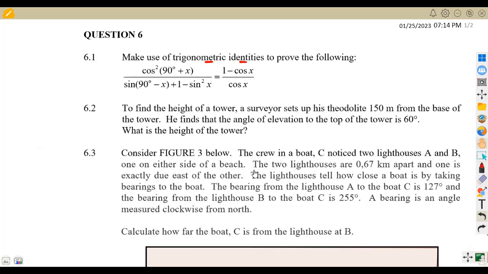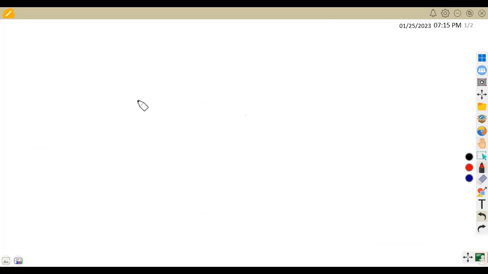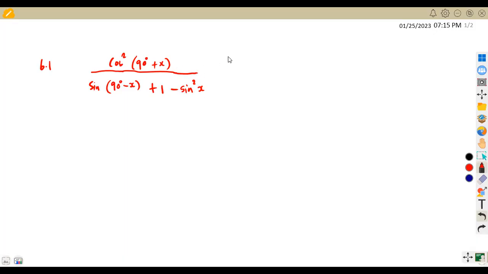So what I'm going to do is to just have this question aside so that we can work this properly together. So this is 6.1. We are given a trig expression which reads cos squared (90 plus x) everything over sine (90 degrees minus x) plus 1 minus sine squared x. Take note, this whole part is under the division, and we are given that this is equivalent to (1 minus cos x) everything over cos x.